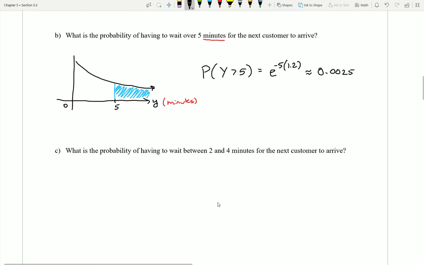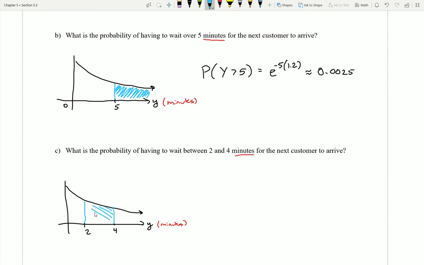This one's kind of interesting. What is the probability of having to wait between 2 to 4 minutes, that's good, everything's staying the same, for the next customer to arrive? Okay, well, I know that I can draw out my exponential distribution again. I'm still dealing with that same unit of time, which is minutes. And now, on my picture, I can see that I want to be somewhere between 2 and 4. I'm just kind of eyeballing where those numbers would be on the number line. The picture is just to help me think through what I'm working with.